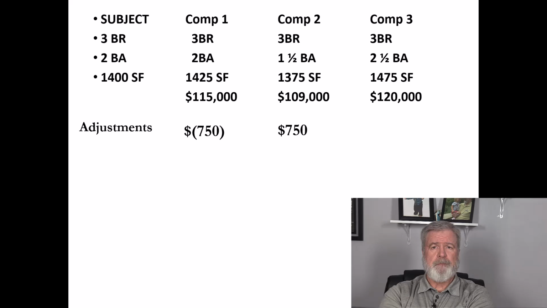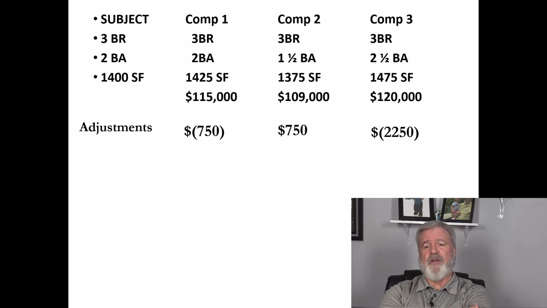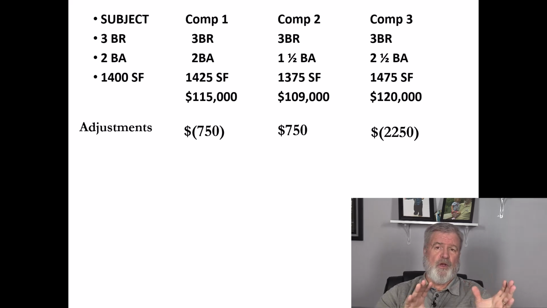$2,250. So I know that's the adjustment I've got to make, but am I going to add that or am I going to subtract it? Well, comp 3 has more than the subject, so I must subtract. So for comp 3, I'm going to subtract $2,250. Okay? So now we know what the adjustments are, at least for the square footage part of it.